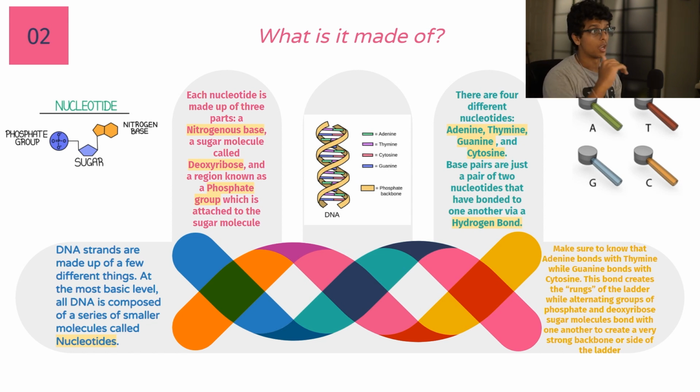Base pairs are just a pair of 2 nucleotides that are bonded to each other via a hydrogen bond. So make sure to know that adenine bonds with thymine, guanine bonds with cytosine. These bonds create the rungs of the ladder that you'll see in the middle graphic on the presentation, or right here.